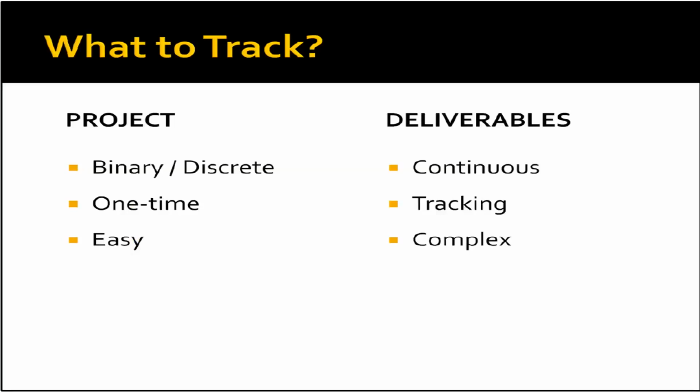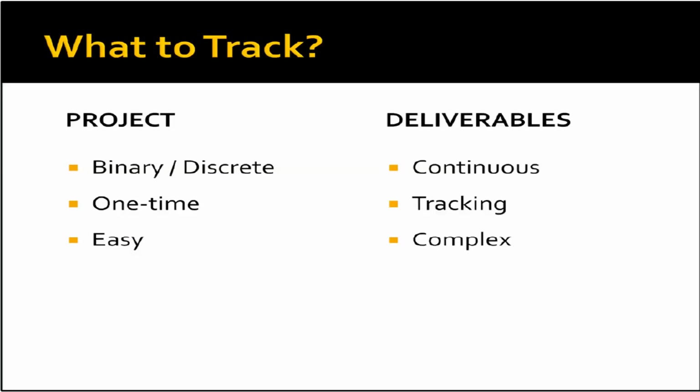Variables around the project are usually binary or discrete in nature. Is the project complete? Yes or no? Was it on time? On budget? Did it accomplish the goals listed in the proposal? The results of the project variables are generally easy to measure, as they either are or are not.